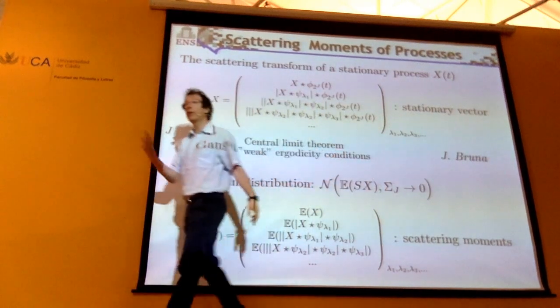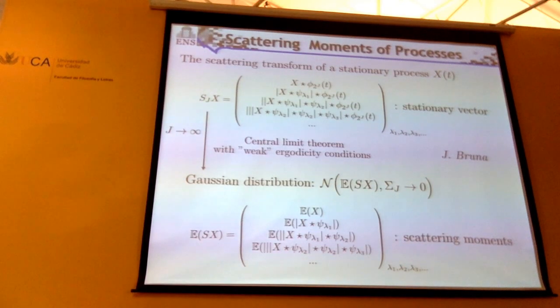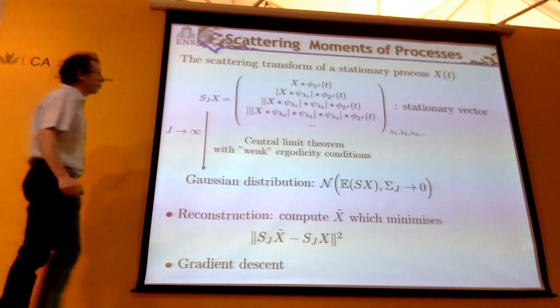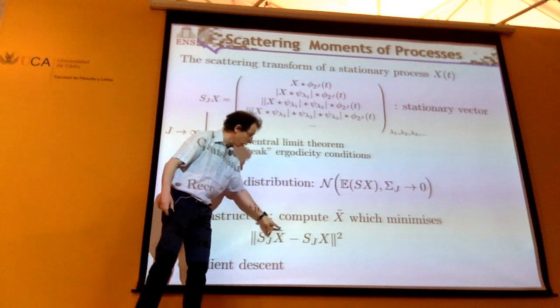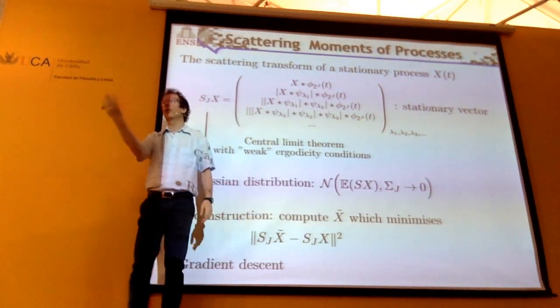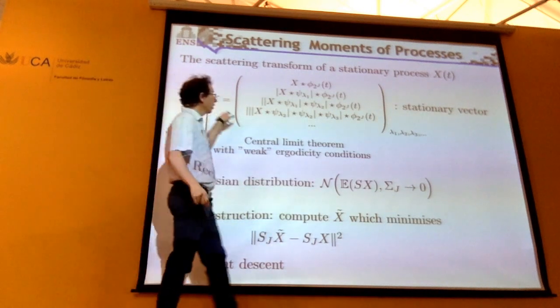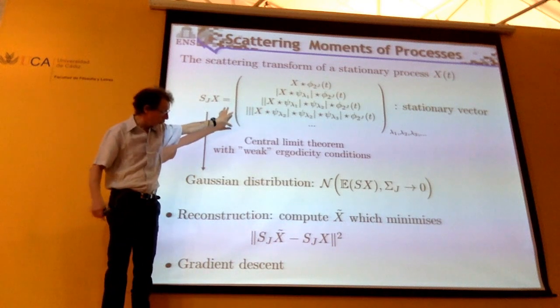That's very important because we are going to be able to compute many moments without being affected by the covariance. And that's why we have this kind of estimation result. Now, I'm going to show you reconstruction, and all this is still the work of Joan Bruna. What are we going to do for the reconstruction? We want to reproduce a random process whose scattering transform has the same kind of Gaussian distribution.